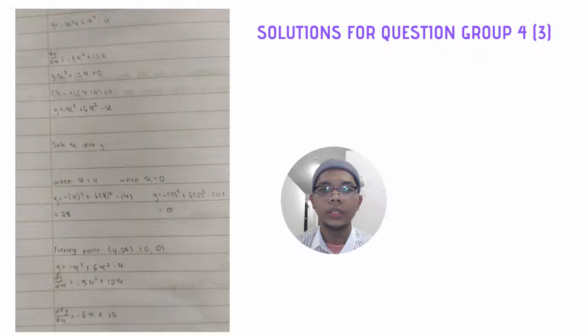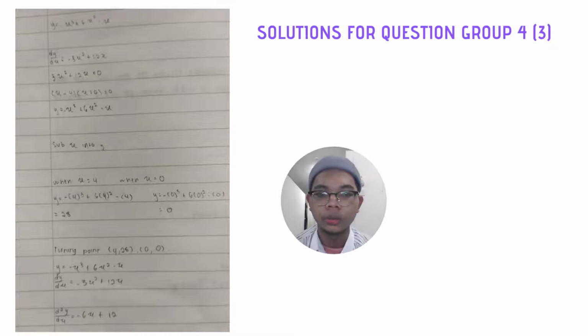Solution for the question y equals negative x cubed plus 6x squared minus x. The formula for that question is dy/dx. The answer will be negative 3x squared plus 12x. Next, we are going to factorize. The answer is in brackets x minus 4 times x plus 0 equals 0.